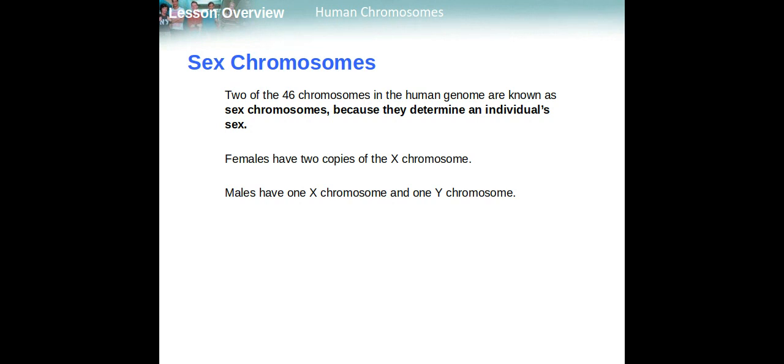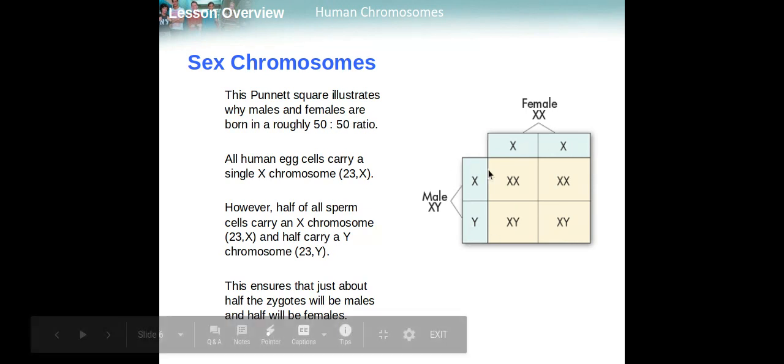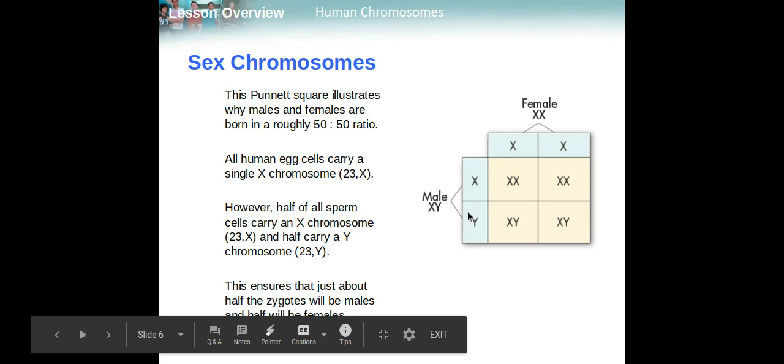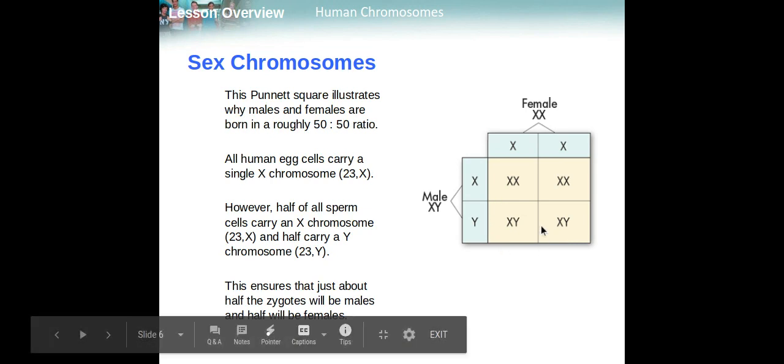Two of those 46 chromosomes in the human genome are known as the sex chromosomes because they determine an individual's sex. Females have two copies of the X chromosome, while males have one X and one Y. So that's the difference between whether you're male or female. And here's how this looks on a Punnett square. This is why sex is roughly 50-50. Notice that the female has two X's to give, and the male has an X and a Y. So it is the Y sperm that determines whether you are a male or a female.